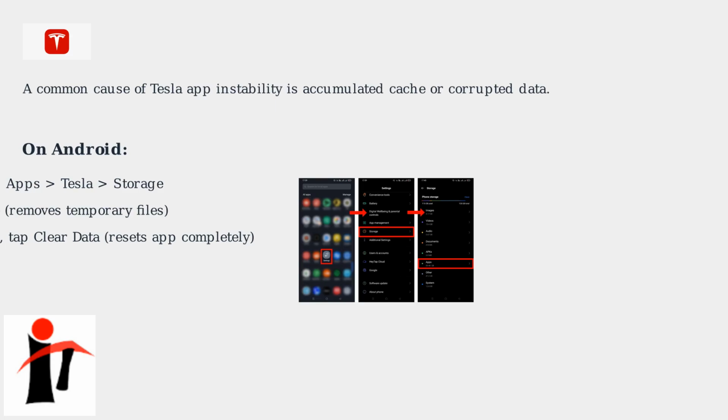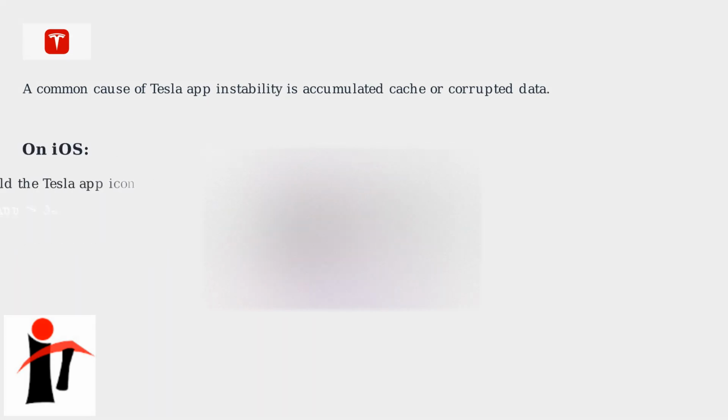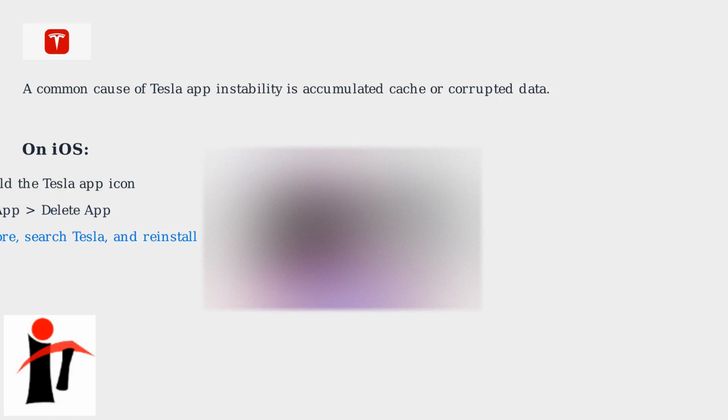If the app still has issues, tap Clear Data to reset the app completely, though you'll need to log in again. On iOS, Apple doesn't allow direct cache clearing for security reasons. To reset the app, press and hold the Tesla app icon on your home screen, tap Remove App, then Delete App. This uninstalls it completely. Then, open the App Store, search for Tesla, and reinstall the app. This gives you a fresh start.